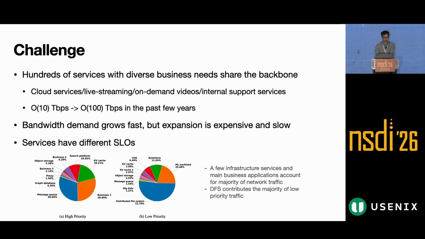We generally categorize the traffic classes into high priority and low priority classes. We observed that each class consists of diverse service types. A few infrastructure services such as compute and storage, and main business applications account for the majority of the network traffic in each priority class. A large fraction of low priority traffic belongs to the distributed file system, which exhibits bursty traffic patterns. It is an important and challenging task to enable effective bandwidth sharing for a large number of services.